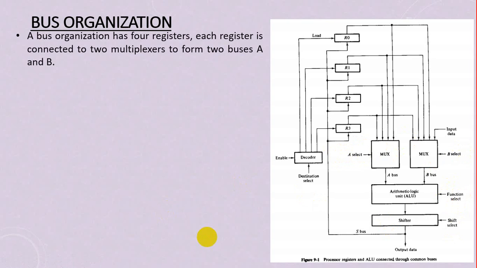A bus organization has 4 registers. This is a model example. In this case, it has 4 registers: R0, R1, R2, R3. Each register is connected to 2 multiplexers to form 2 buses, A and B. Look at over here, each register is connected to multiplexer A and multiplexer B. A multiplexer has 4 inputs and 1 output. This is the A bus and this is the B bus.